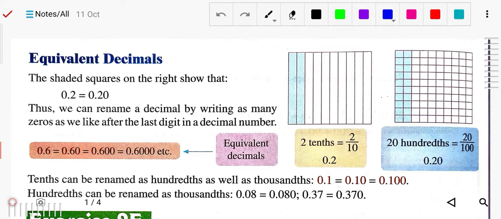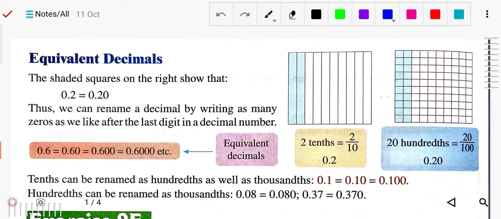Before solving exercise 9E, we have to know about equivalent decimals. Equivalent decimals means they will look different, but their value is the same. Look different means maybe there will be 3 digits, 4 digits like that, but exactly the value will be the same. So in the case of decimals, how can we understand this?